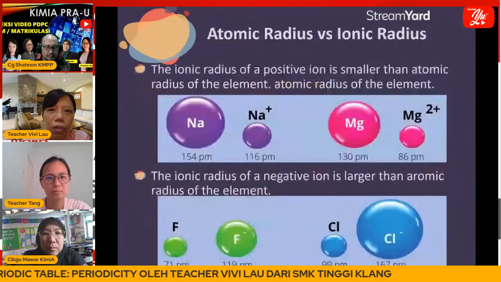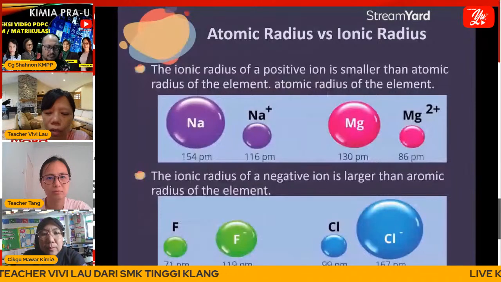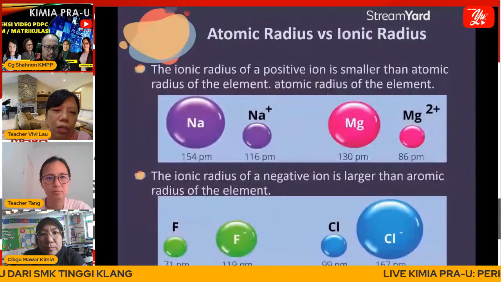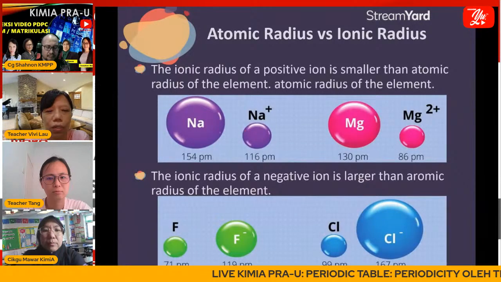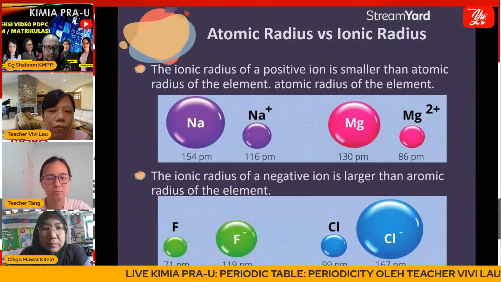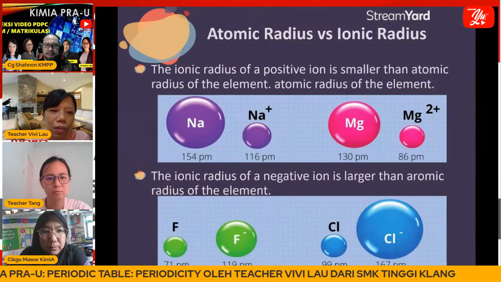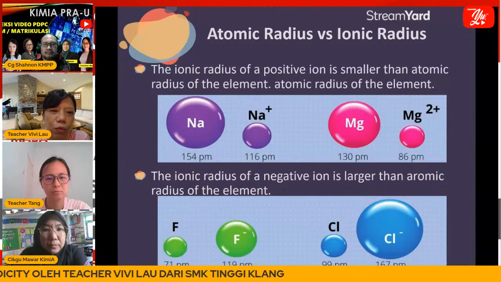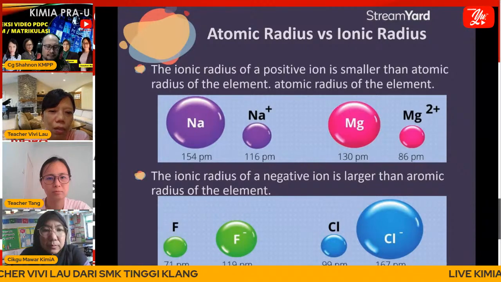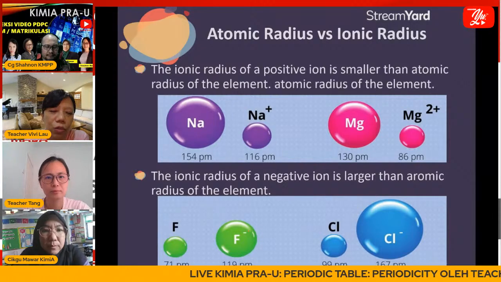So that is atomic size. Now we look at ionic size. Positive ions form when the metal donates electrons. After donating electrons, the ion formed has one less shell compared to the metal, so the size of the ion is smaller compared to the neutral element. For negative ions, they accept electrons, so the negative ion is larger than the element.